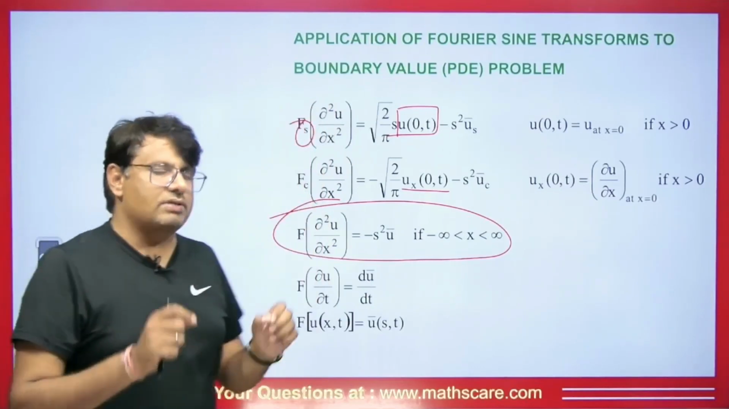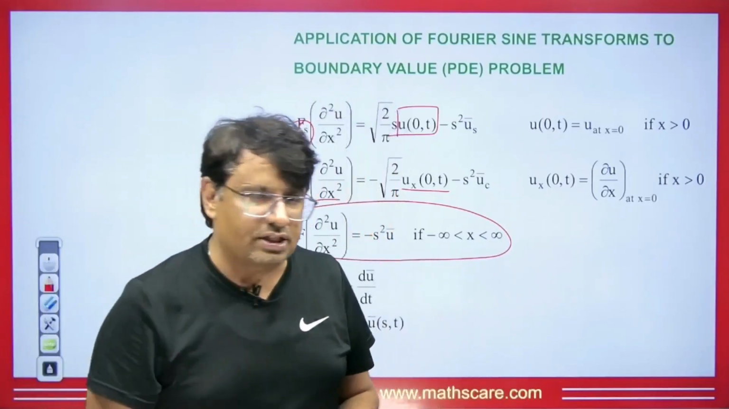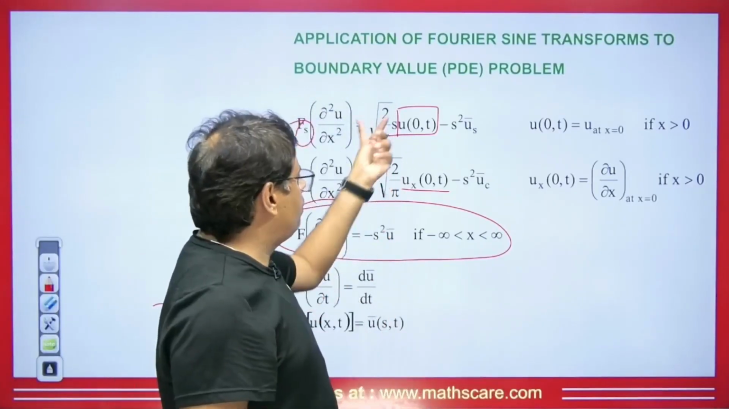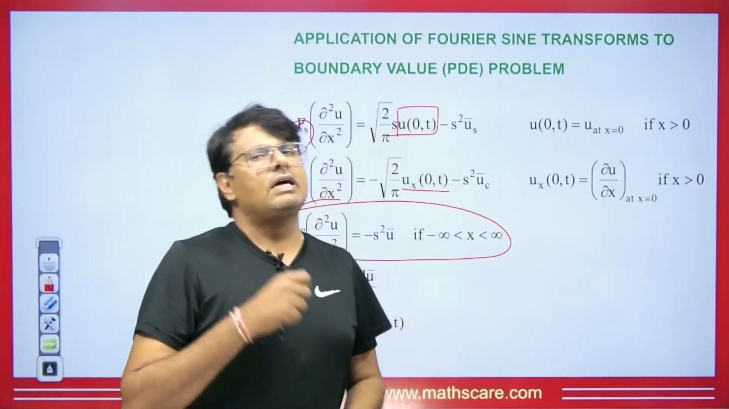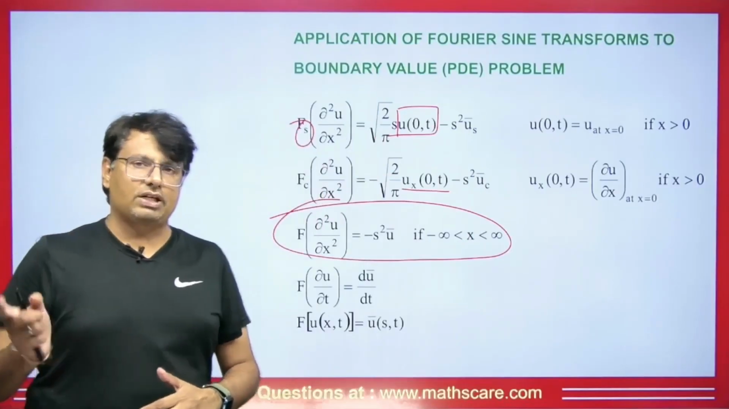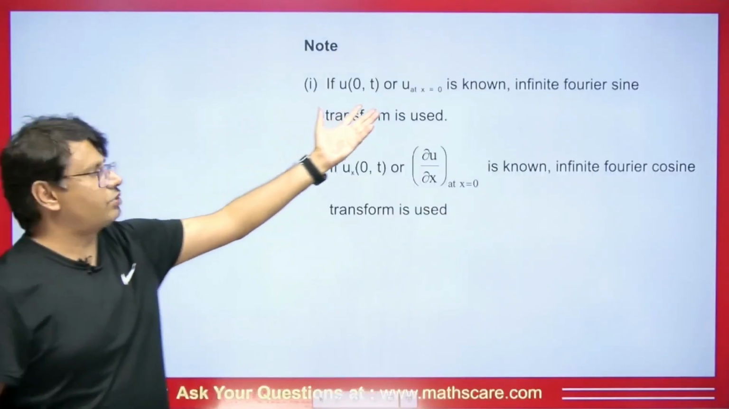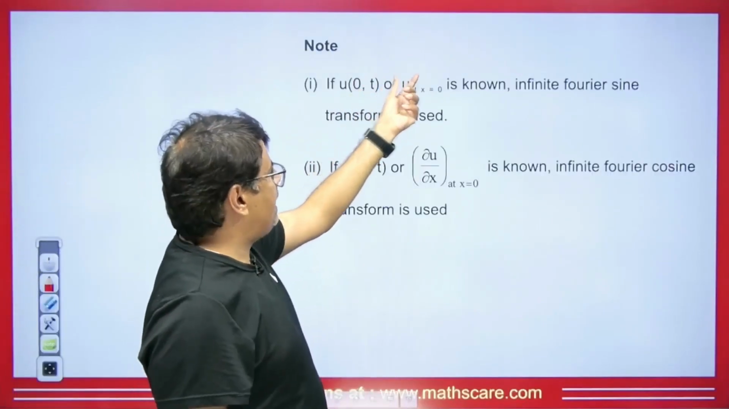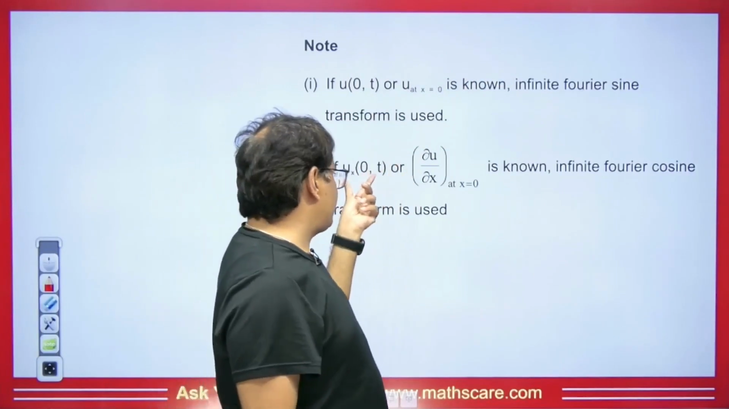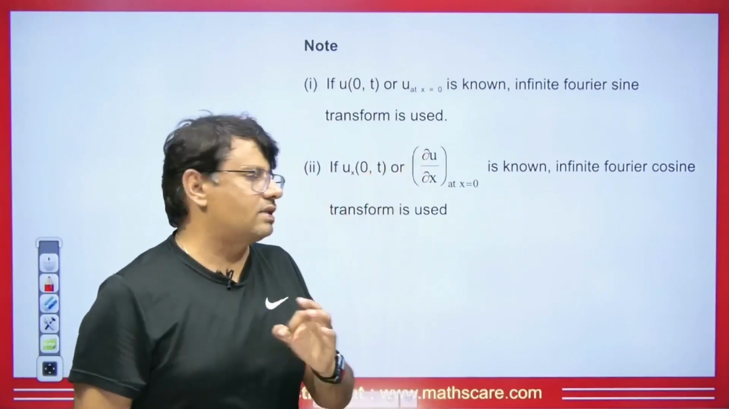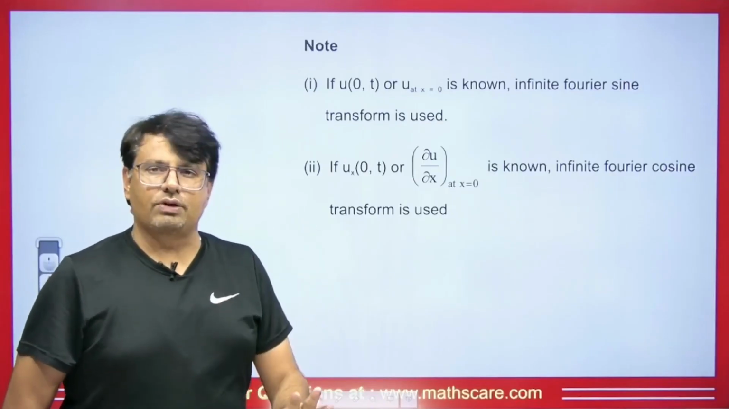Therefore, if in any question you need to decide whether to apply sine or cosine in the Fourier Transform, while solving partial differential equations, if u(0,t) is given, then we will apply the Fourier Sine Transform, and if u_x(0,t) is given, then we apply cosine. I have already explained the Fourier Cosine Transform. Today I will explain how we solve the question by applying the Fourier Sine Transform. If u(0,t), or u at x equals 0, is known, then we use the infinite Fourier Sine Transform. Clear? And if u_x(0,t), or del u by del x at x equal to 0, is given, then the infinite Fourier Cosine Transform is used, right? I hope you all have understood this.